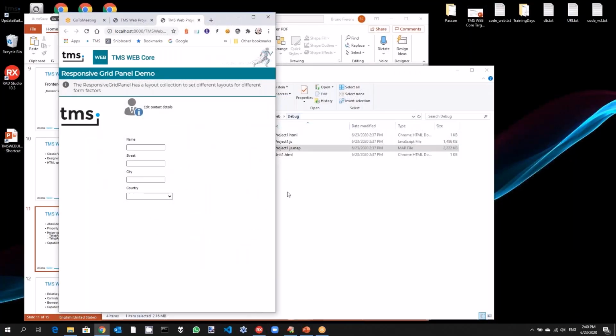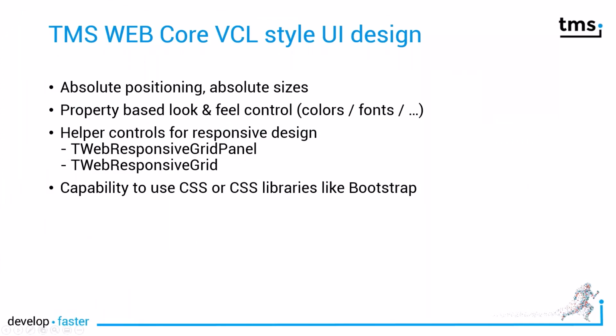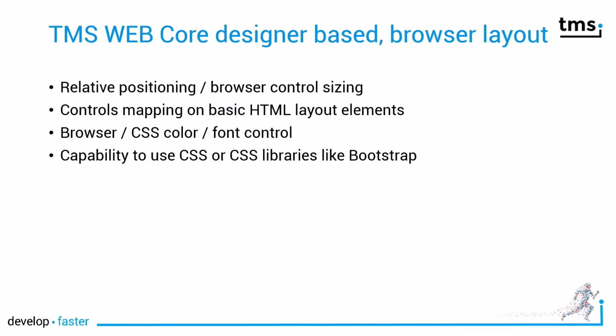Let's go back to the slides now. And so this is a summary of what we have already seen. So absolute positioning versus browser positioning. Controlling with CSS some style and look and feel of controls, and using the responsive grid panel for our responsive design that we do with components from the form designer for the web core application.